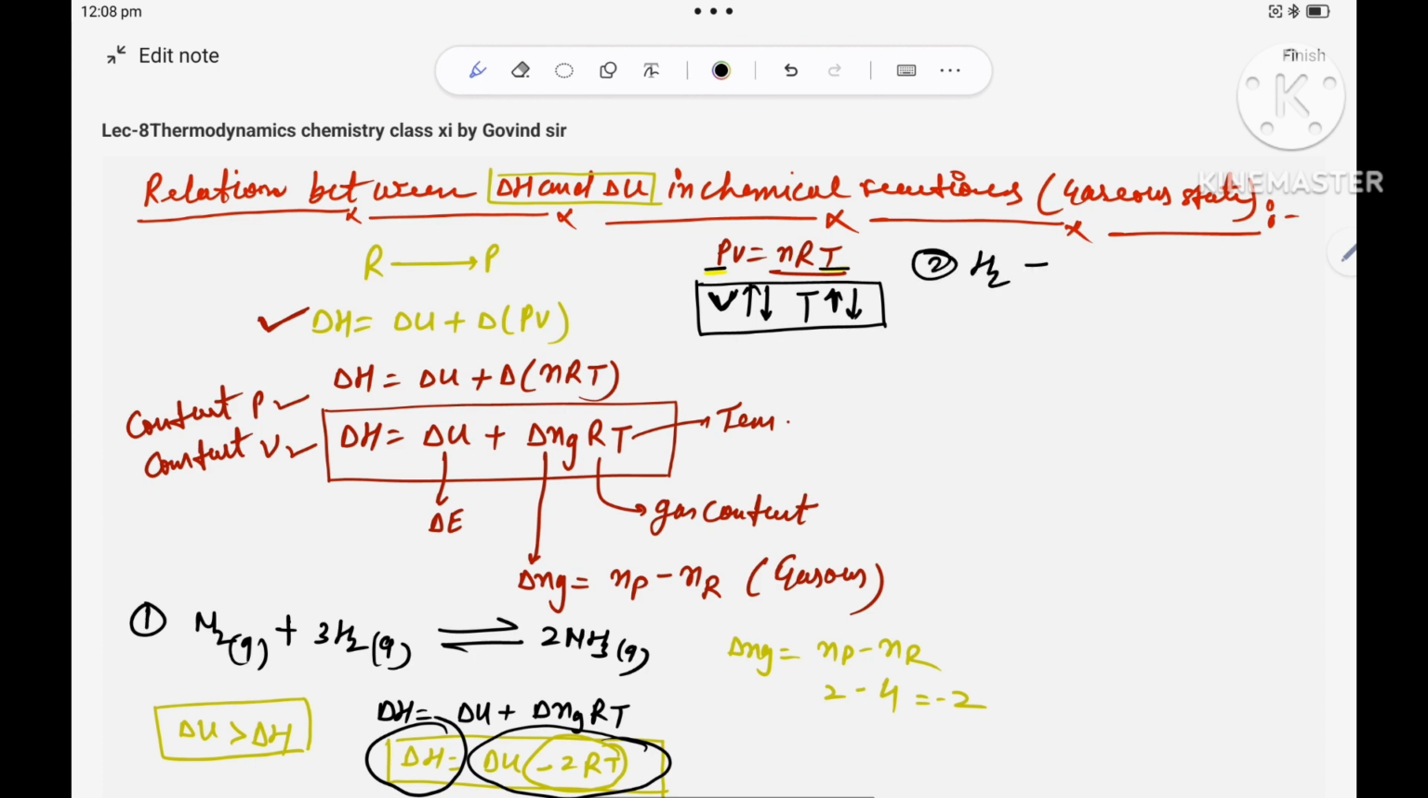Okay. Second question, H2 plus Br2 gives 2HBr gas, all in gaseous state. So delta Ng is equal to what? Here 2, here also 2. 2 minus 2, it is 0. So delta H is equal to delta U.